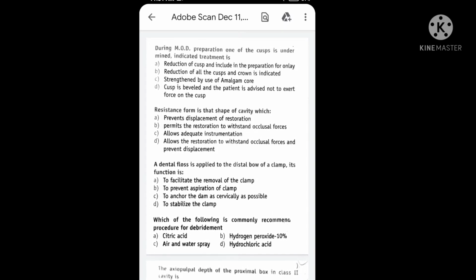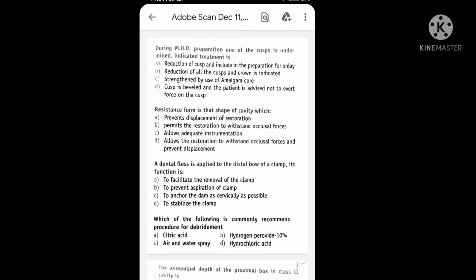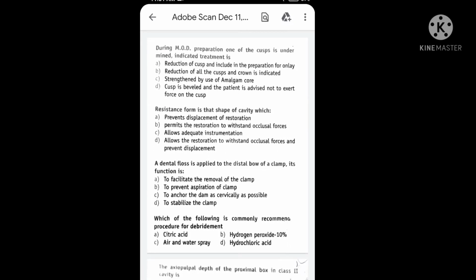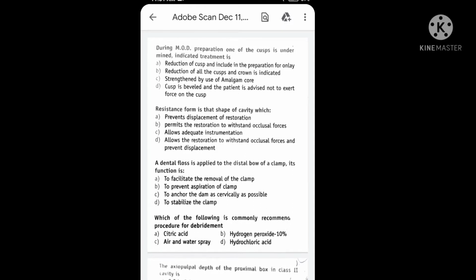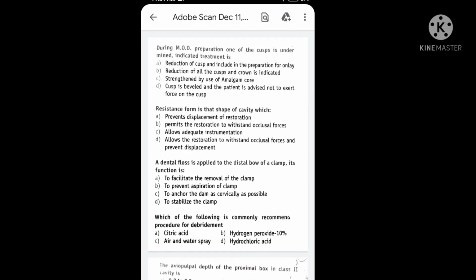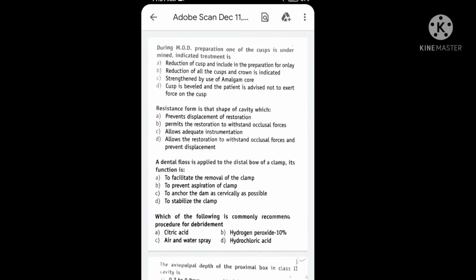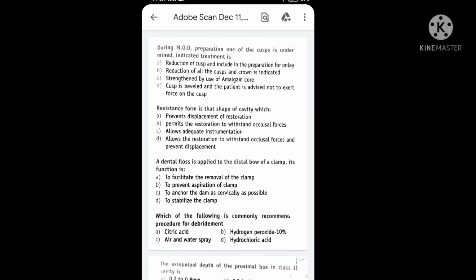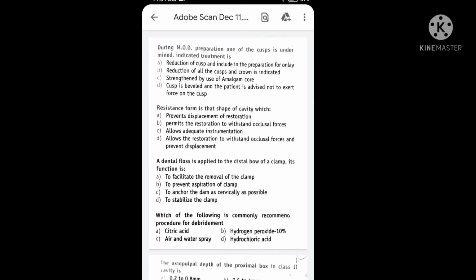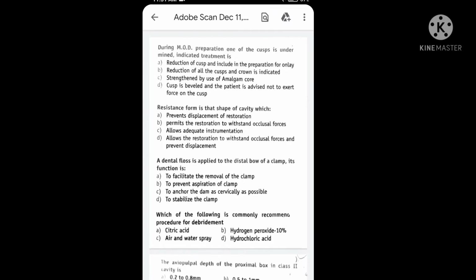Next question. Which is the commonly recommended procedure for debridement? Citric acid, hydrogen peroxide 10%, air and water spray, hydrochloric acid. Correct answer is option C, that is air and water spray.